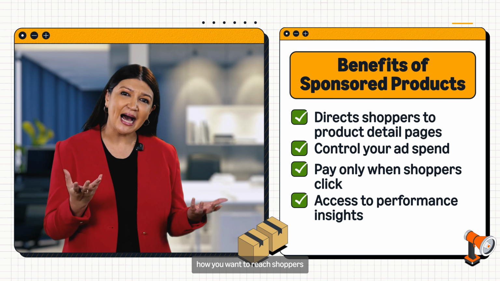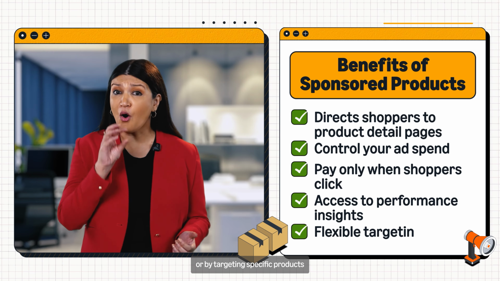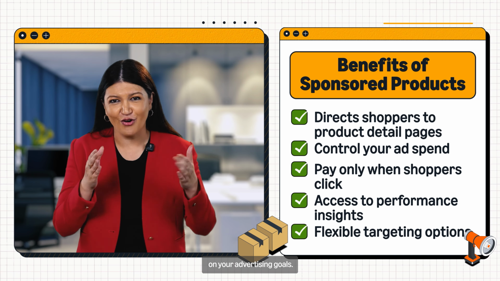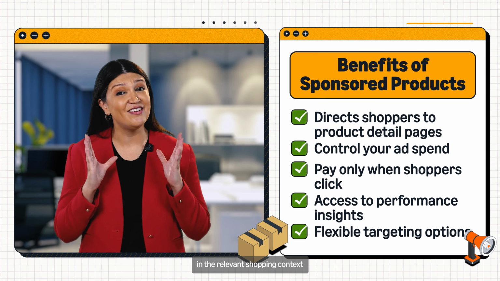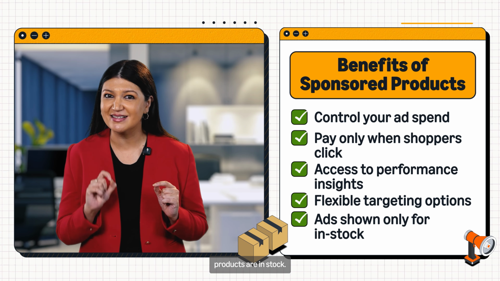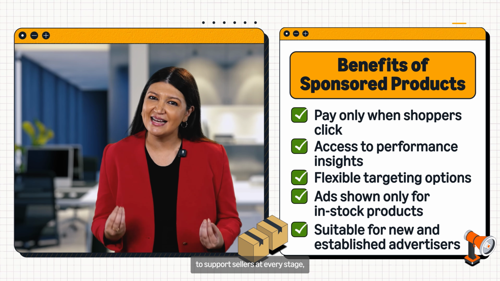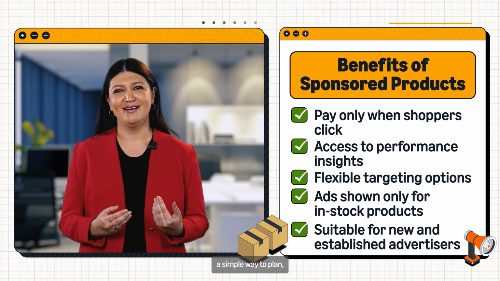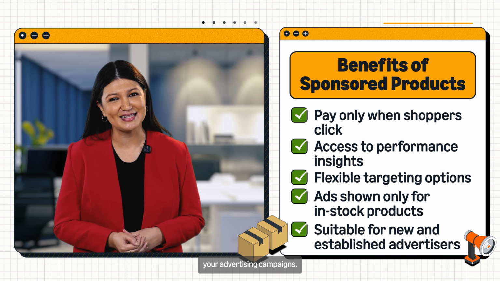You can also choose how you want to reach shoppers, by targeting keywords they search for or by targeting specific products and categories depending on your advertising goals. Your ads will only appear in relevant shopping contexts and only when your advertised products are in stock. While sponsored products are built to support sellers at every stage, they give new sellers a simple way to plan, launch, and manage your advertising campaigns.